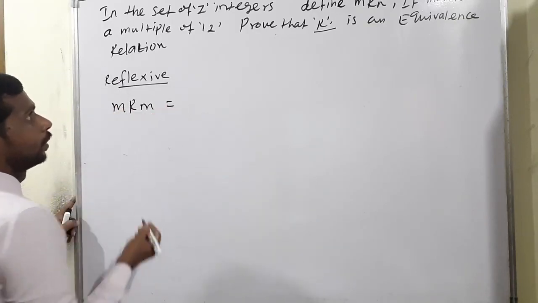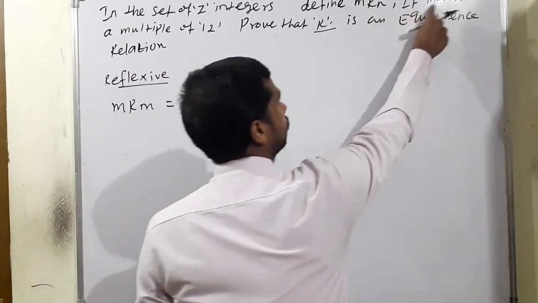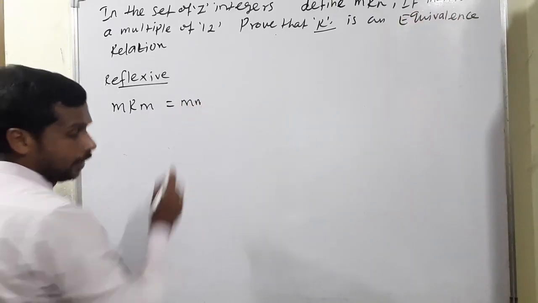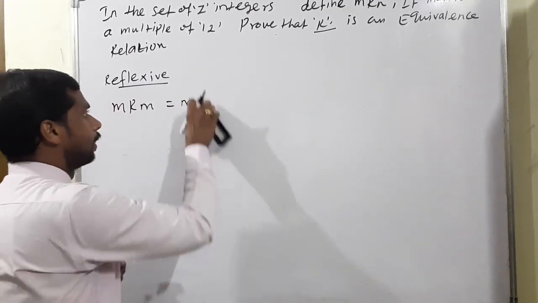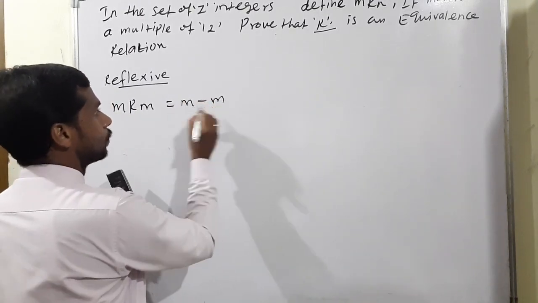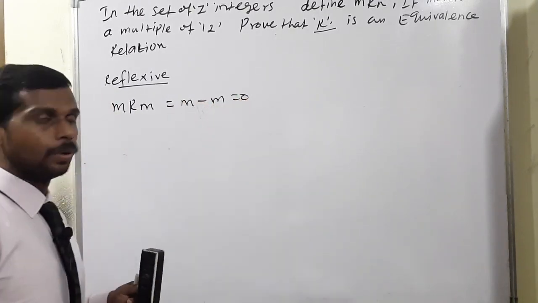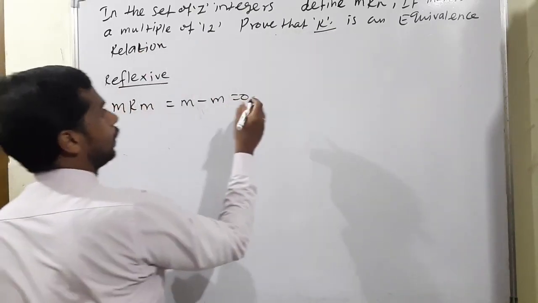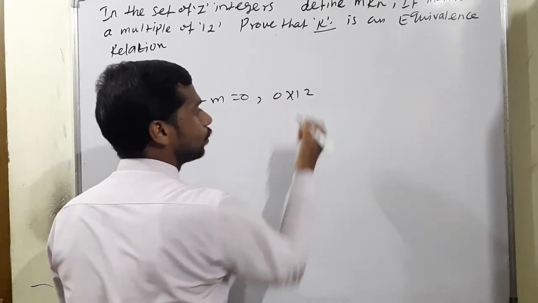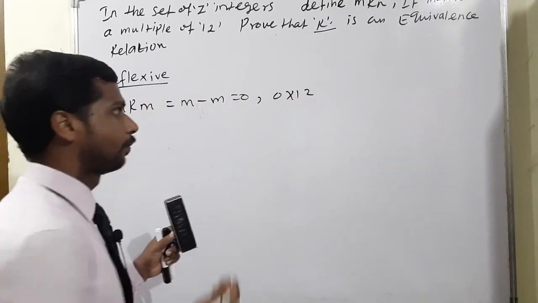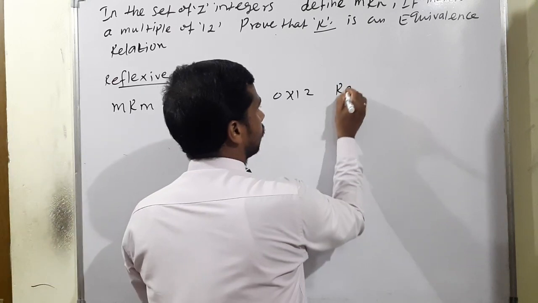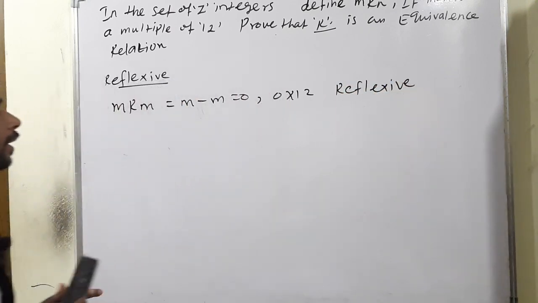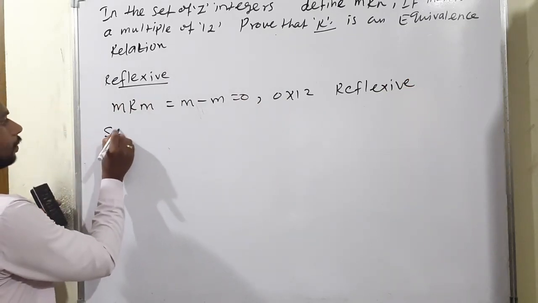So m related to m means we consider m minus m, isn't it? So m minus m, definitely the value will be 0. So how to write 0 as a multiple of 12? Definitely we can say 0 into 12 also gives value 0. Therefore we can say it is reflexive.